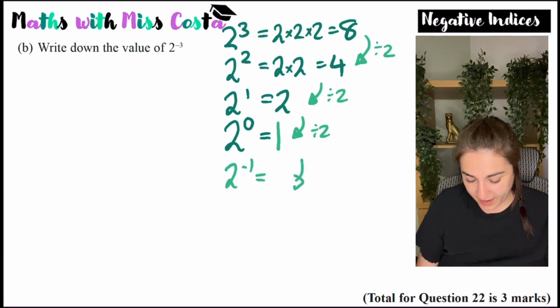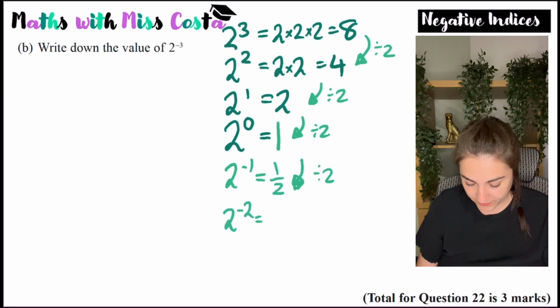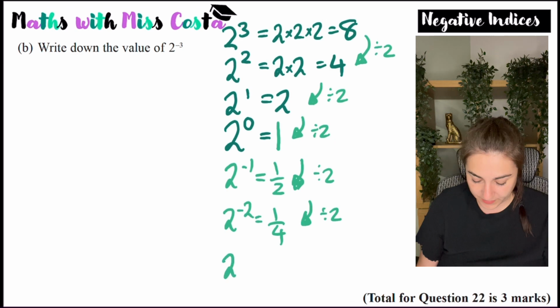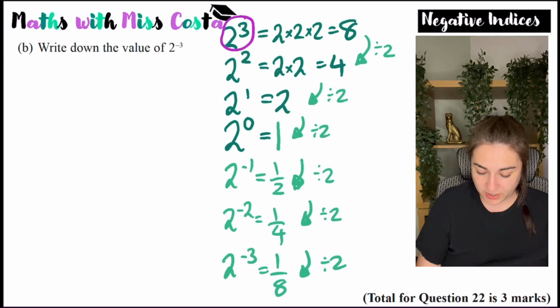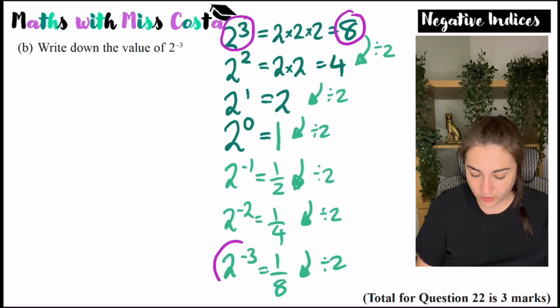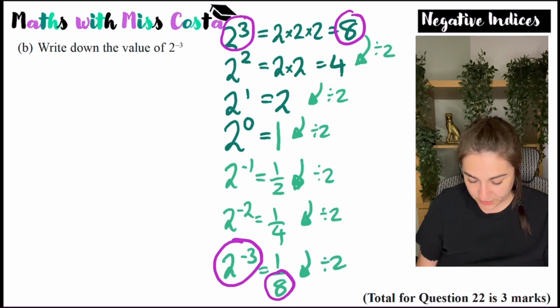So then 2 to the power of -1, if I keep the pattern going, 1 divided by 2 is a half, or you could say 0.5. So 2 to the power of -2 would be a half divided by 2, which is a quarter. And then 2 to the power of -3 would be a quarter divided by 2, which is an eighth. What you might notice is 2 cubed is 8, and 2 to the power of -3 is 1 over 8.